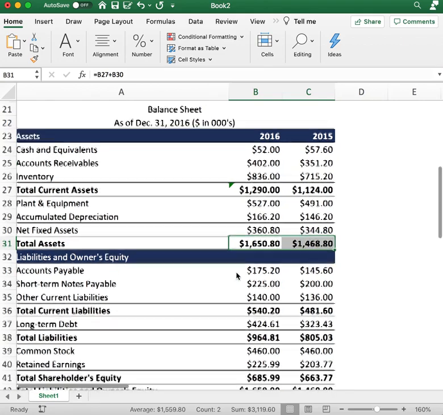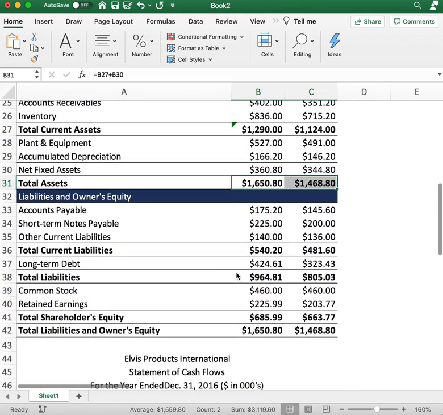All right, next up we have liabilities. We have some accounts payable of $175, $145 for the previous year. Short-term notes payable, we have $225 and $200 for the previous year. Other current liabilities, we have $140 and $136 for the previous year. All right, to add up your current liabilities, you simply add up those three, and you get your total current liabilities.